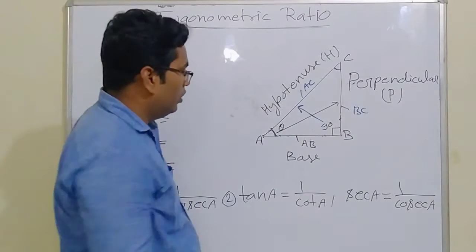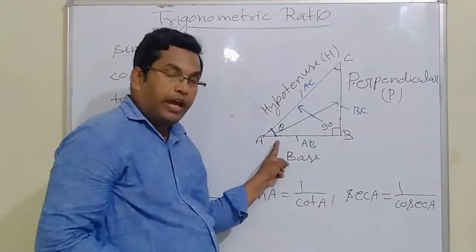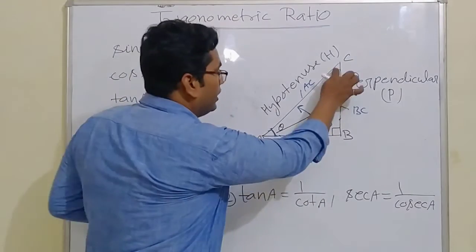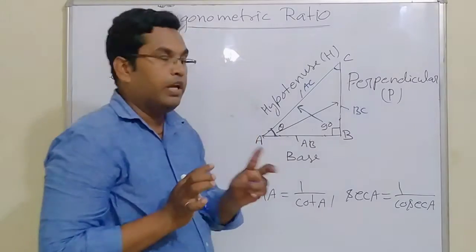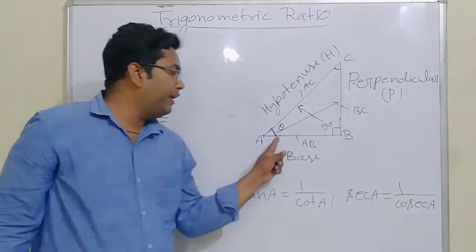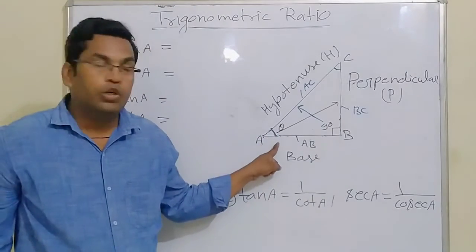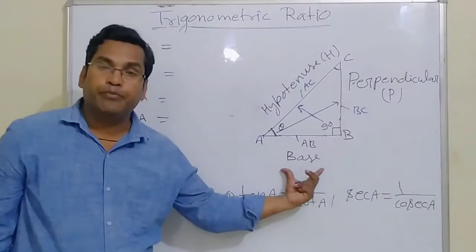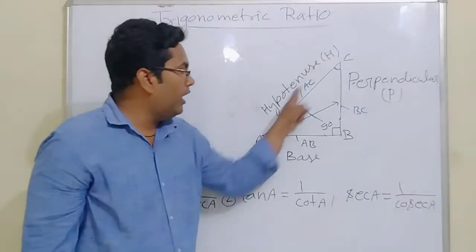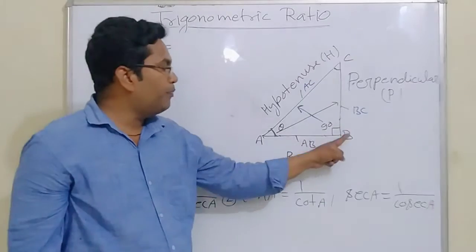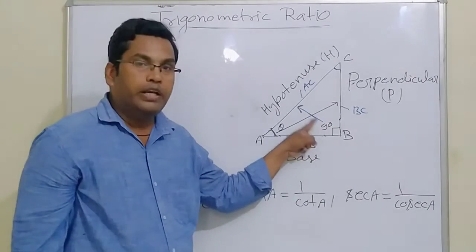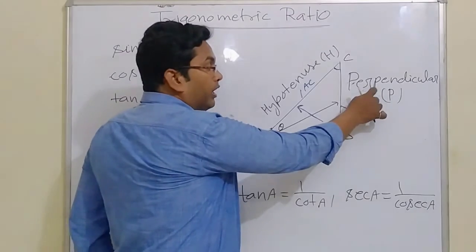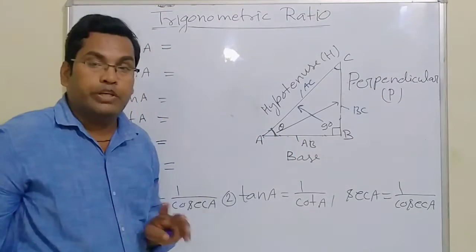So if we take angle A, then the perpendicular is this. If we take angle C, then the perpendicular is this. In this triangle, if we take angle A, then BC is the perpendicular and the remaining one is the base. Similarly, the side in front of the right angle is the hypotenuse, the side in front of the angle is the perpendicular, and the remaining one is the base.